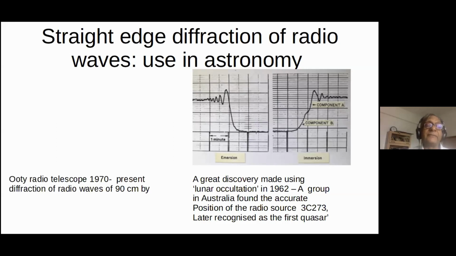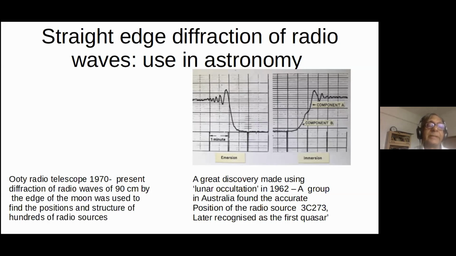So they studied diffraction of radio waves at 90 centimeters by the edge of the moon, and they found the presence and the positions and the structure of hundreds of radio sources. In this case, they didn't even look for the moon covering up a known radio source. They simply used the telescope to follow the edge of the moon, so the telescope had to rotate every day, so long as the moon was up. So Govind used to have this joke that we were professional lunatics because we followed the moon, right?